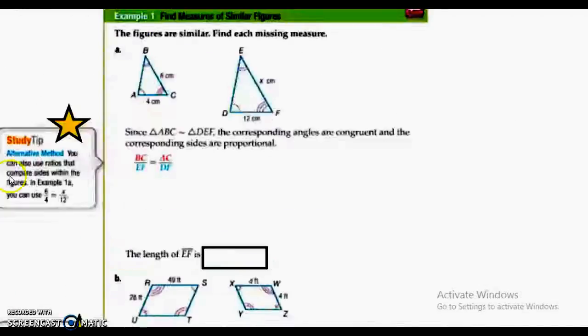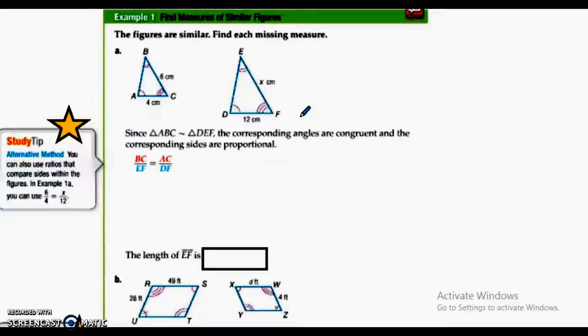Quick examples. Here's two similar triangles. ABC is similar to DEF. Braden says thank you and goodbye. They're similar, the angles are congruent, and they tell us they're similar, so we can write proportions to solve for the missing side. So let's go ahead and do that.